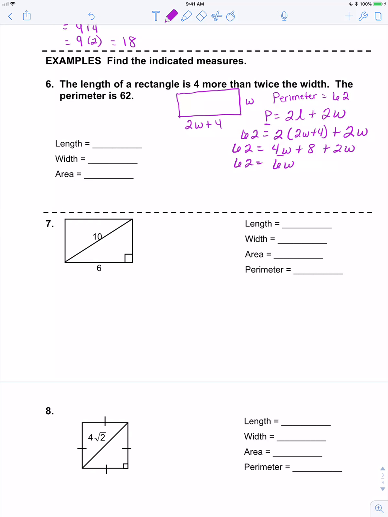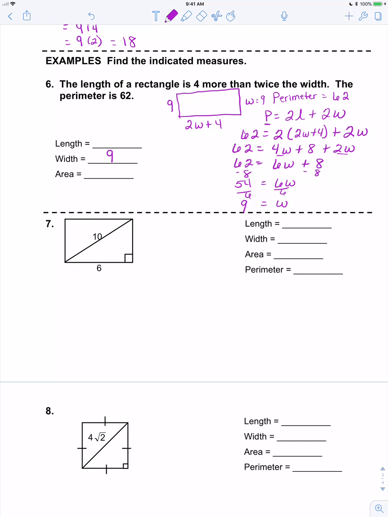Adding my W's together with 4 and 2 there makes 6. All right, so now we can solve for W. So 62 minus 8 is 54. Divide both sides by 6. So our width is 9. So that width here is 9 on both sides.